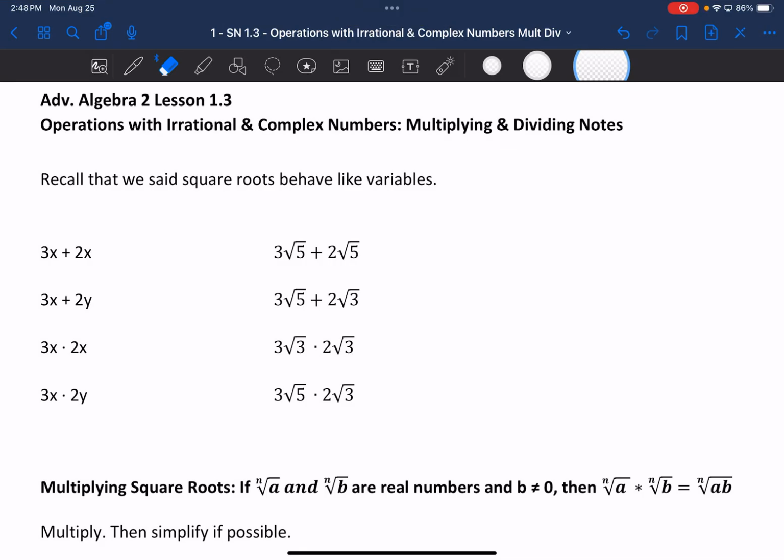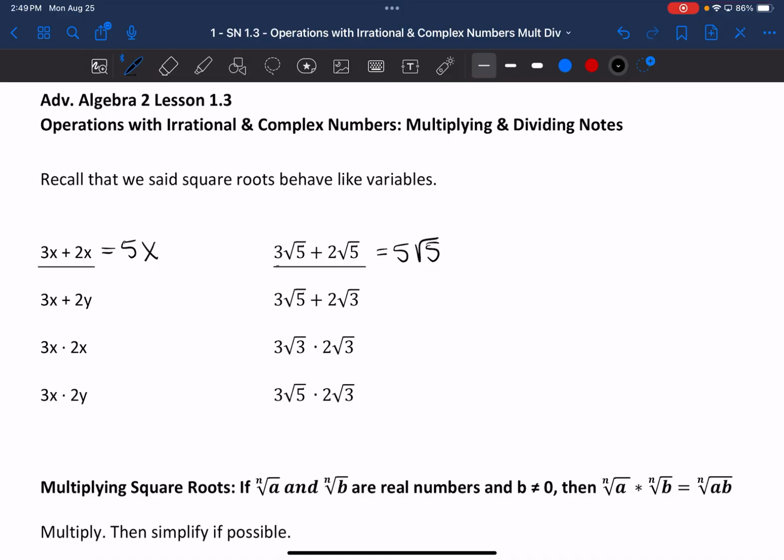We talked about adding and subtracting our radicals, right? And we said that the rules for our radicals when adding and subtracting were just like they are for your variables. We treat them the same way. So, quick reminder, when I have like variables, like 3x plus 2x, we were allowed to add those, and we get 5x. Which meant if we had 3 root 5 plus 2 root 5, we were allowed to add that as well, because they match. And that gave us 5 root 5.